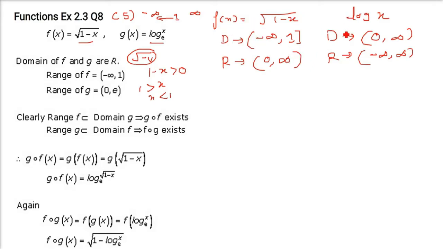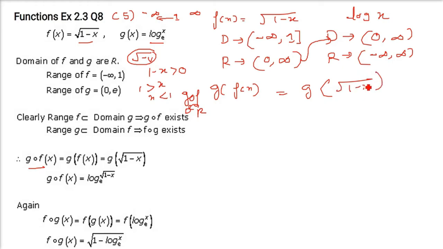First we will find g of f(x). What does it mean? gof means the range of f should be a subset of the domain of g. The 0 to infinity in both are the same, so this gof is defined on this domain. g of under root 1 minus x: take this under root 1 minus x and replace it in x of log x, giving log base e of under root 1 minus x.